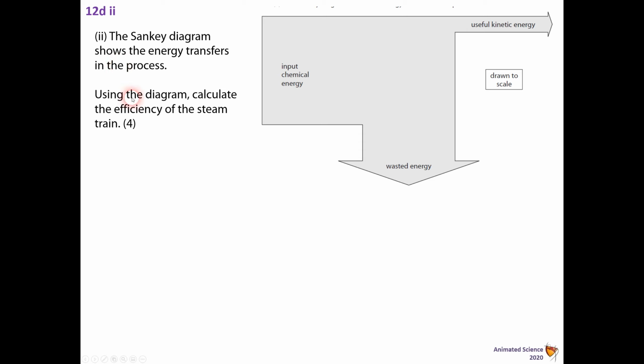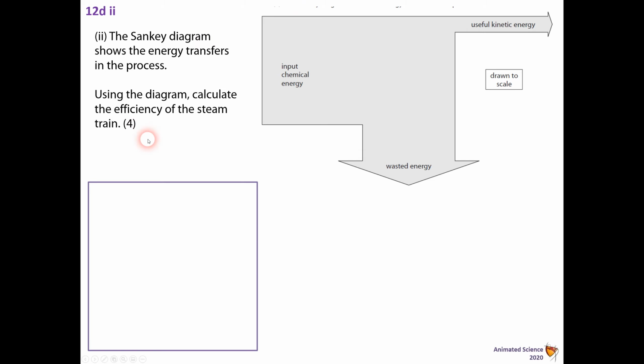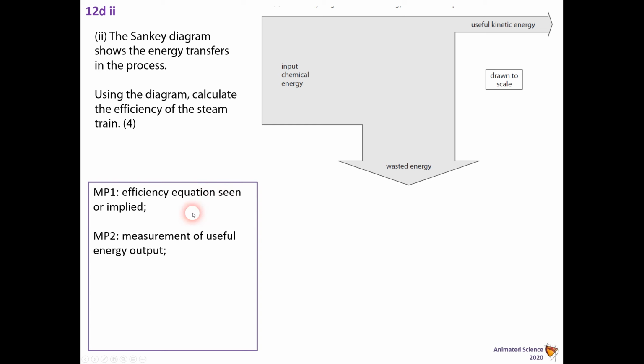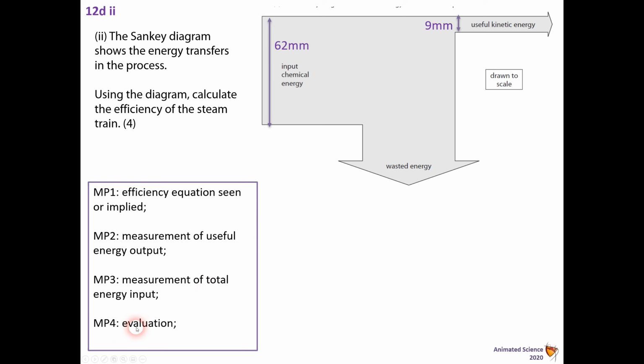Now, a Sankey diagram. Sometimes people find these a bit tricky, but they're not as hard as they look. So you've got to, using the diagram, and it is drawn to a scale. Now I've changed the scale because I read it off my PowerPoint, but I'm giving you an example. So calculate the efficiency of the steam train. One marking point would be the efficiency equation seen or implied. Marking point 2, measurement of useful energy output. Marking point 3, measurement of total energy input. And marking point 4, the evaluation.